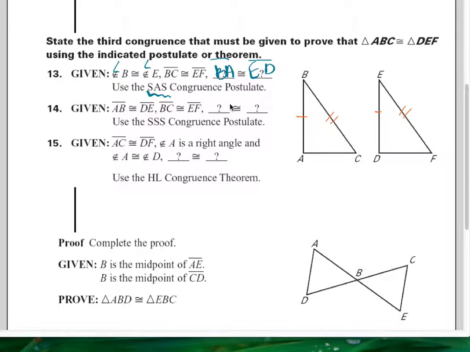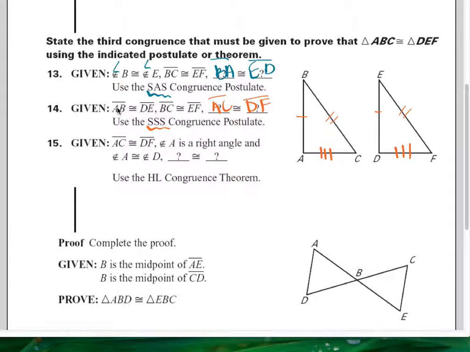Now they're asking for a statement here so that I could use side, side, side. Remember, to use side, side, side, all 3 sets of sides need to be marked. So I need to locate my third set of sides, mark them with 3 markings, and add them to the reason here. AC congruent to DF.